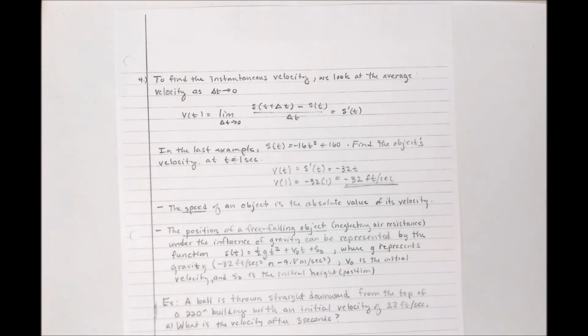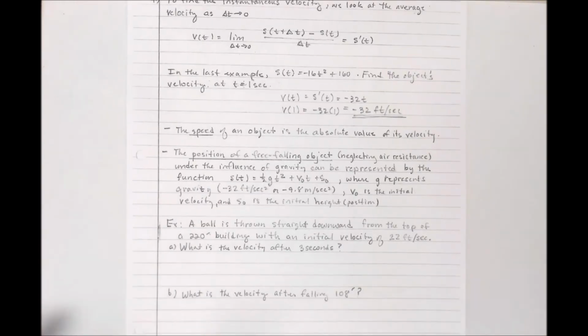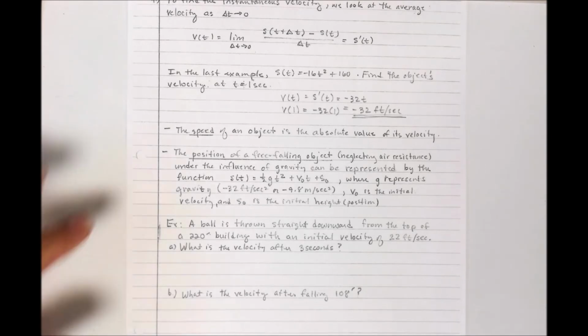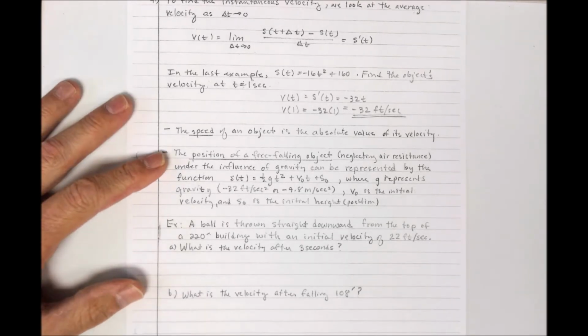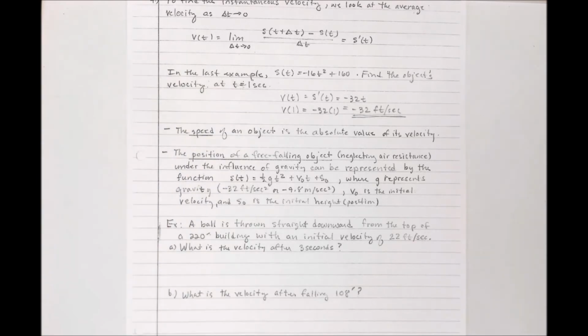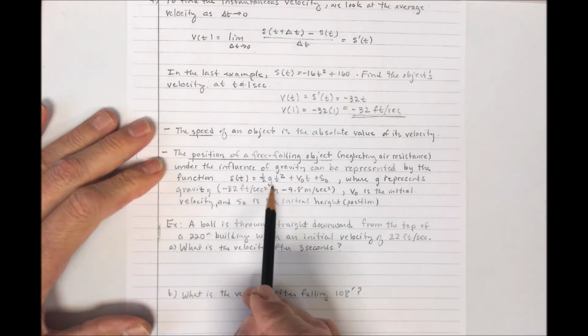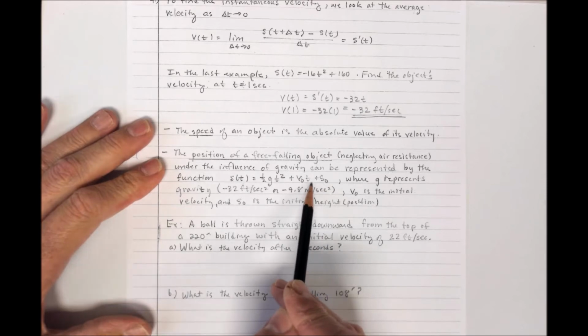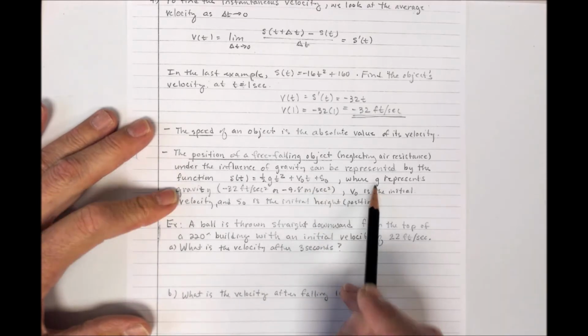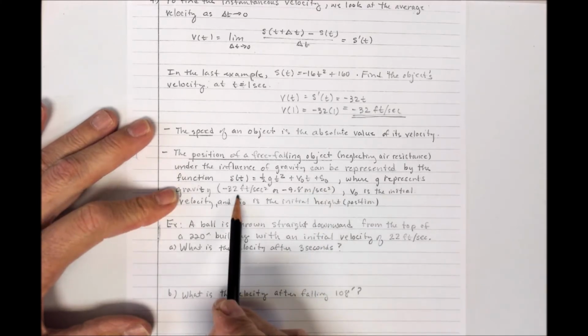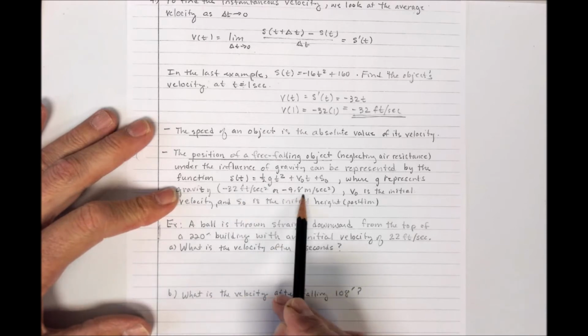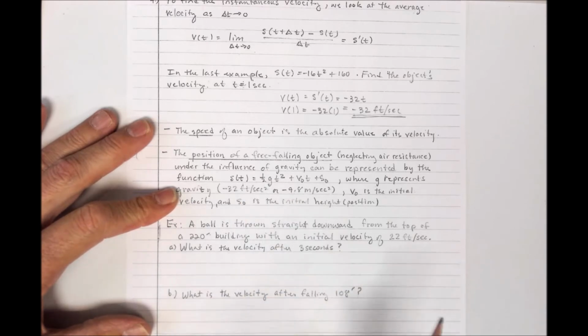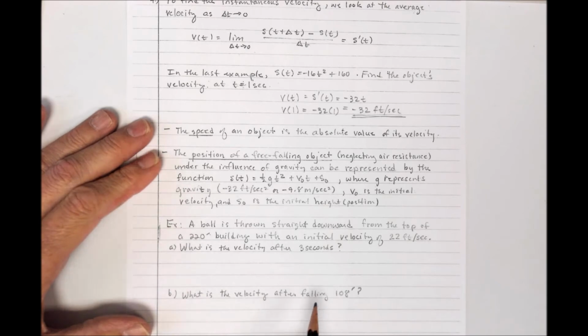Now, just about got this whipped, but I want to go ahead and talk a little bit more here about a free-falling object. And of course, this is neglecting air resistance. The position of a free-falling object under the influence of gravity can be represented by the function s of t equals 1/2 g t squared plus v sub 0 t plus s sub 0. You've seen this in pre-calculus, where g is gravity, so it's either negative 32 feet per second squared or negative 9.8 meters per second squared, because those are the only two units that we typically deal with on a free-falling object.